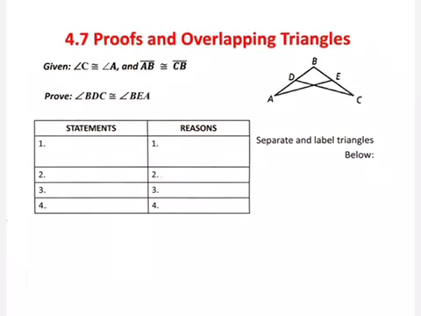All right, this time we're given that angle C is congruent to angle A, and segment AB is congruent to segment CB. So let's just draw the two triangles separately so when we mark the diagram it's easier to see.